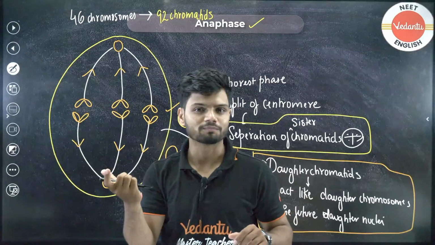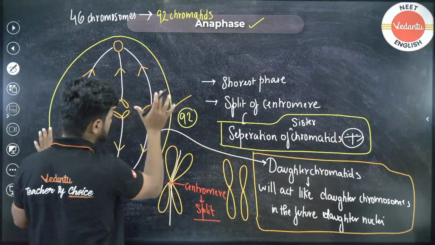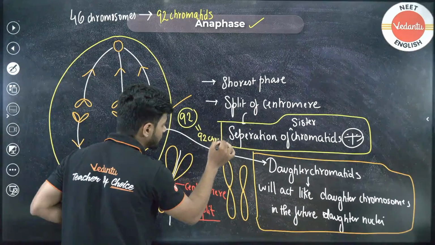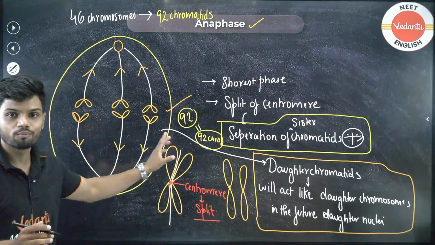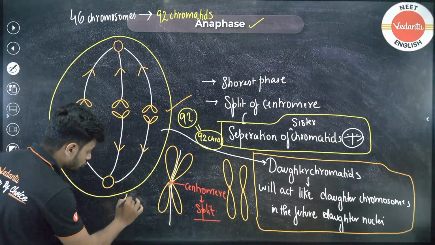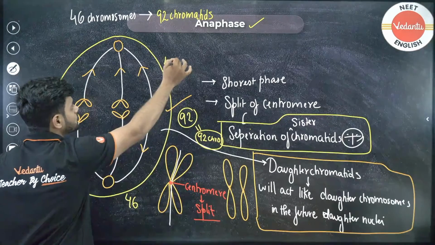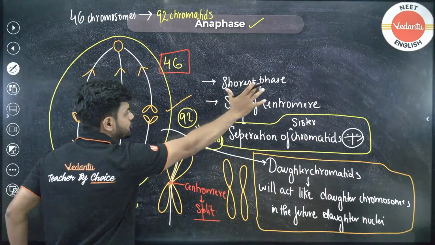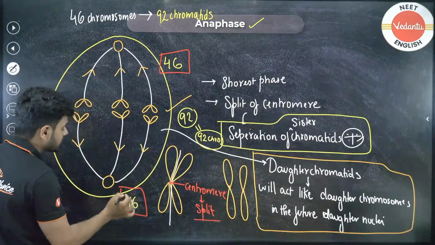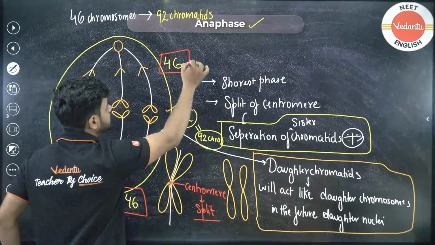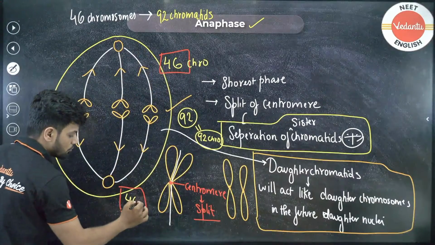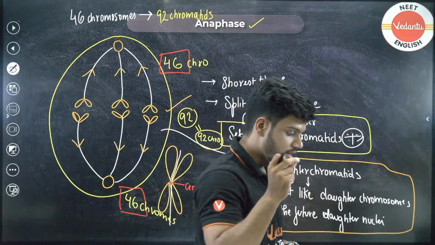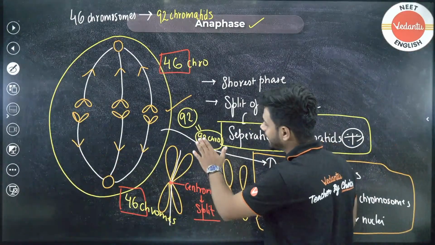So how many chromosomes are there totally? If there are 92 chromatids here, can I also tell there are 92 chromosomes temporarily? 92 chromosomes temporarily. That is 46 chromosomes on this side, 46 chromosomes on this side. Understand. Temporarily, in this shortest phase, there are 46 chromosomes on this side, 46 on this side. Are you understanding? Because there are totally 92 chromatids here.